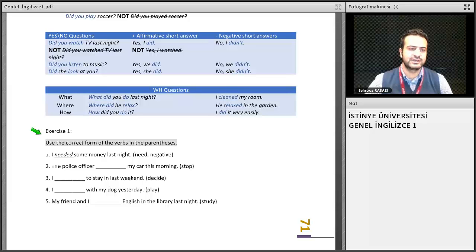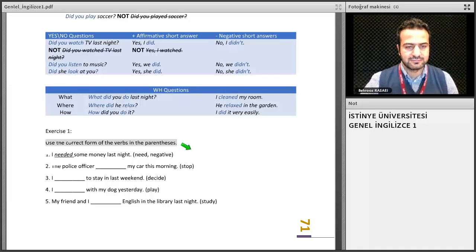We have some exercises here. Exercise 1, use the correct form of the verbs in the parentheses. So, I need some money. I needed some money last night, and it has to be negative. So when we make it negative, this is how we make it negative. Let me write it here for you.